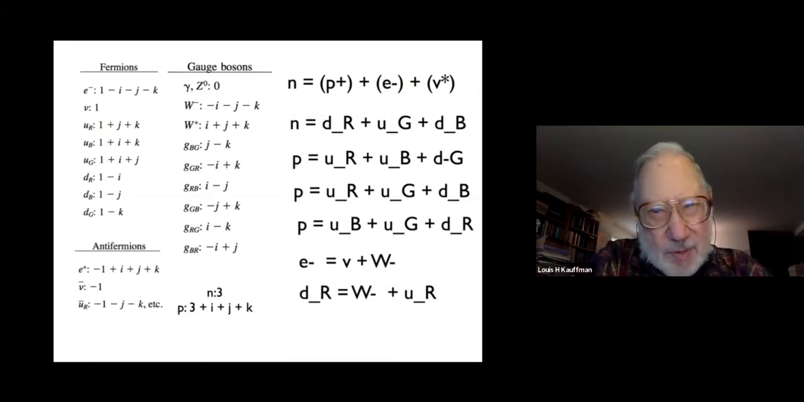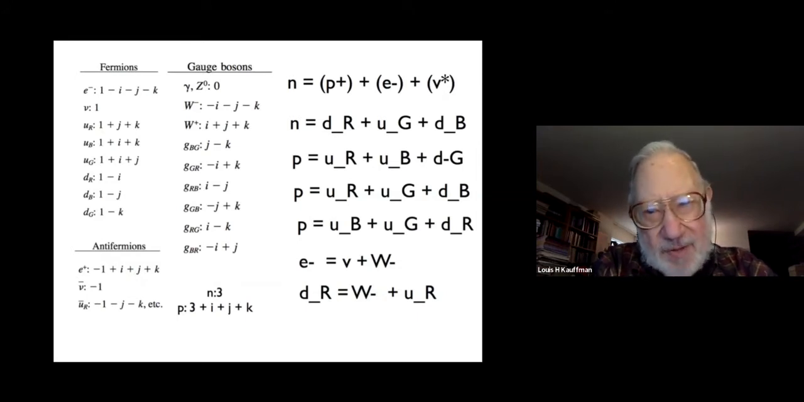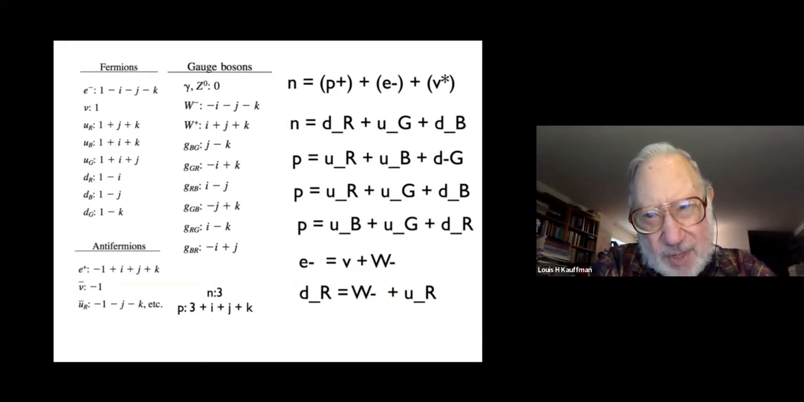Take the neutron, which is supposed to decay into a proton, an electron, and a neutrino. Well, 3. And the proton is 3 plus i plus j plus k. And the electron is 1 minus i minus j minus k. So if you add an electron to a proton, you will just get 3 plus 1. So you need a minus 1, and that's the new star. New being 1, new star is minus 1. You see, that's an identity. Everything I've written over here, these are various particle decompositions. A neutron is a red down quark plus a green up quark plus a blue down quark.